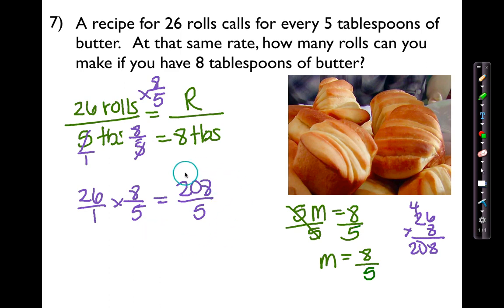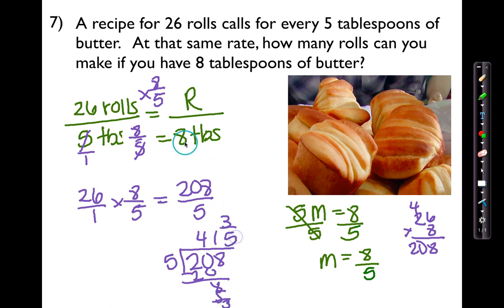Okay, now would it make more sense to write that as a mixed number? Especially in a word problem, I'm going to say yes. So let's go ahead and turn that into a mixed number. So with 8 tablespoons, I'm going to safely say that it's going to make 41 3/5 rolls.